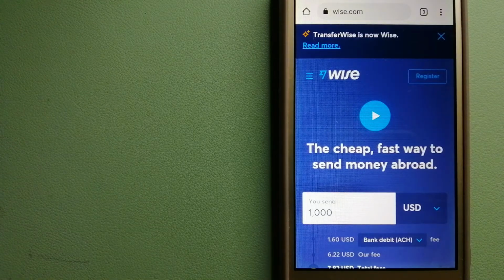We are going to talk about 3 ways to send money if you are in Turkey and you want to send money to Tajikistan. Why do we have to send money overseas? There are a lot of reasons for that.